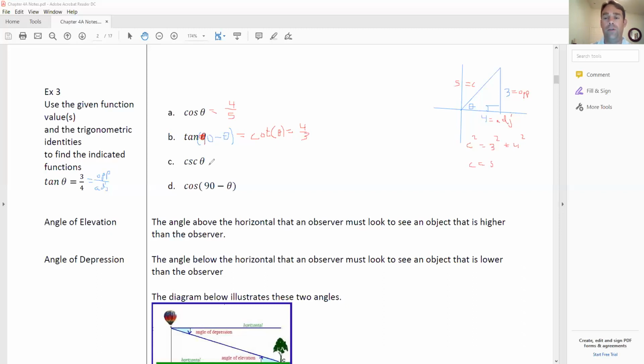Cosecant is hypotenuse over opposite, so that's 5/3. And same thing here, cosine of 90 minus theta, well, I'm going to use its complement again. So I'm going to change that to sine of theta, which I know is 3/5.